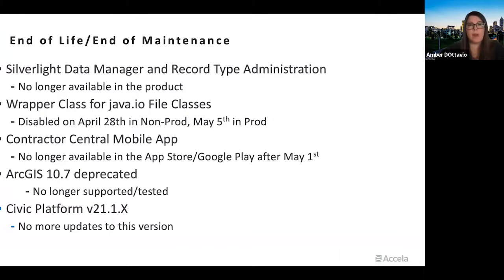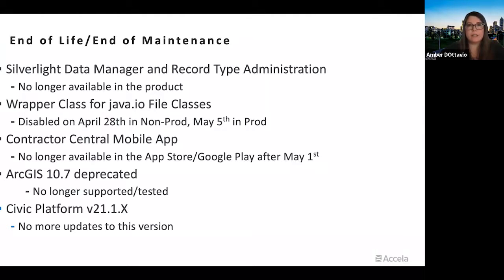The second is a wrapper class for Java.io file classes. This class will be deprecated on April 28th for non-production and May 5th for production. If you're using these classes, you should have received a notification from Accela with instructions on how to replace the old class with the new one. And of course, if you have any questions about this, please reach out to customer support.